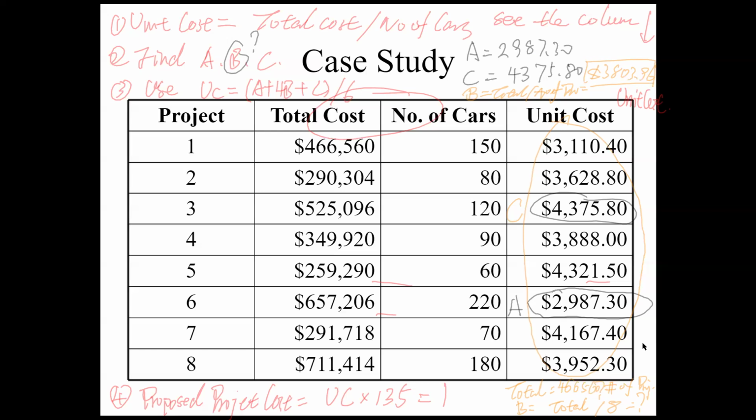So now we found A, B, and C. So the next step we're going to do is finding what? Finding UC, right? So the UC is the forecast unit cost. So in this case, you will be using this A that comes from here, plus 4 times this B, plus 1 times this C, and divided by 6, using the formula over here, right? So what number you get for unit cost? Take your time, do the calculation.